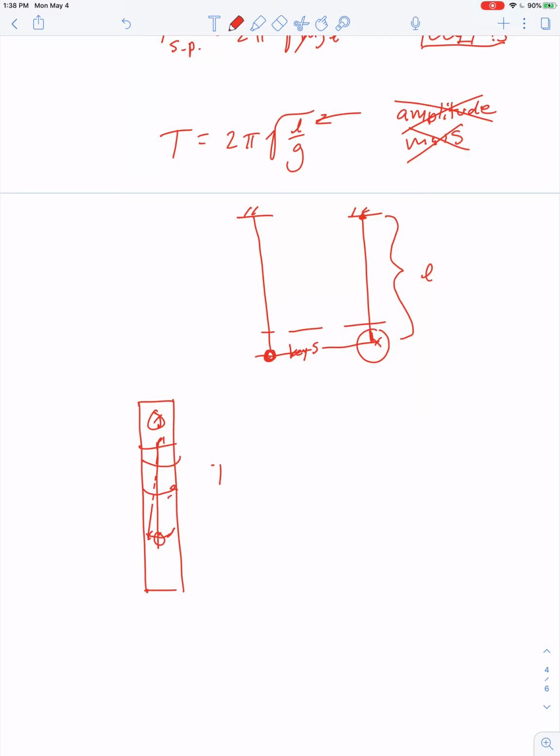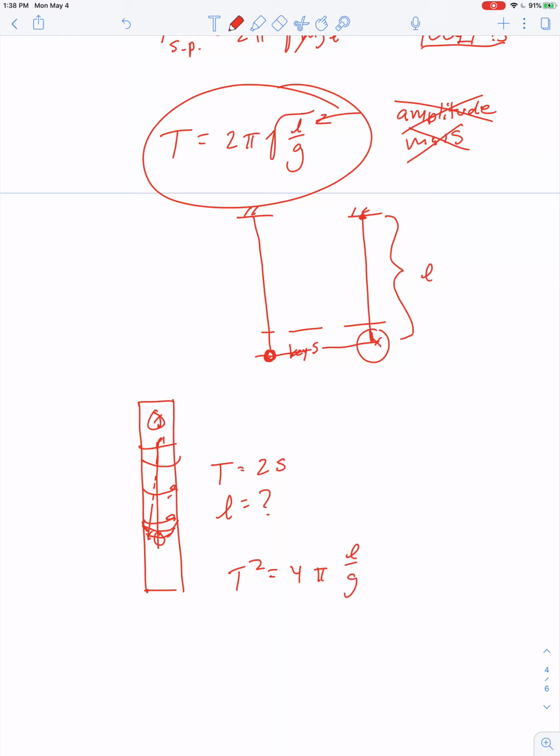And so the period isn't 1 second, the period is actually 2 seconds, right? 1 second there and 1 second on the way back. So what's the length of the pendulum in a grandfather clock? If we rearrange this equation, period squared is 4 pi squared times L over g. So L is g T squared divided by 4 pi squared.